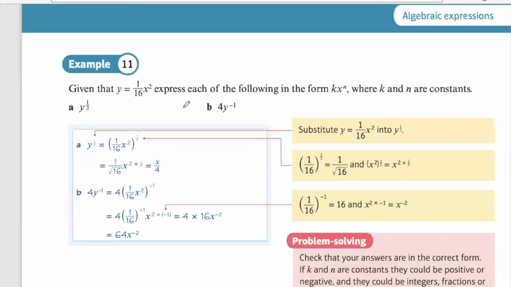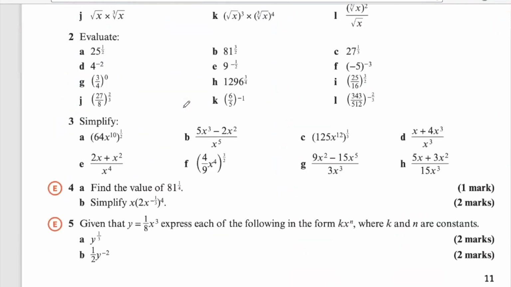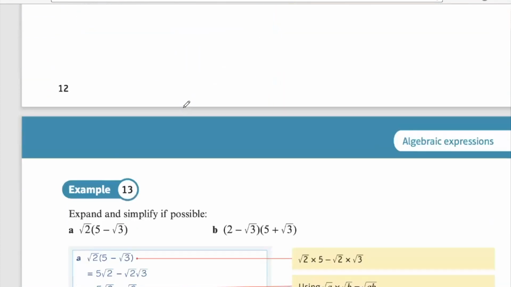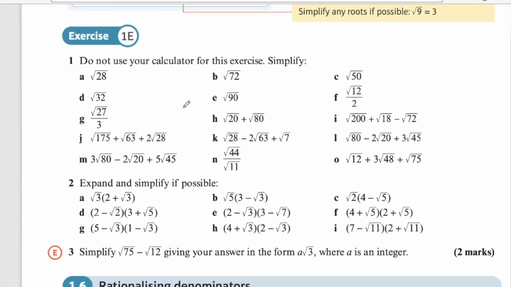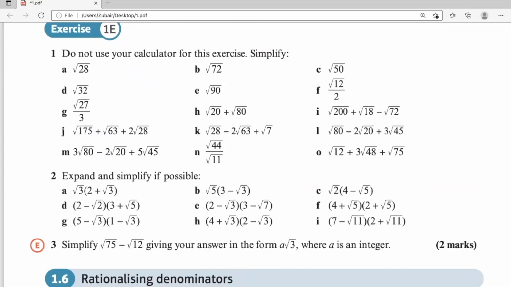And some practice. You do have the book. It might take you 10 minutes to go through a few questions and practice them. I would recommend that you practice surds, this 1E. Try doing it without a calculator. The question says, do this without a calculator. So, square root of 28. Does anyone remember how we handle this?